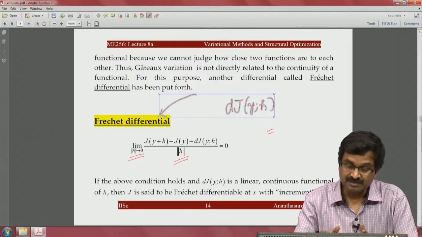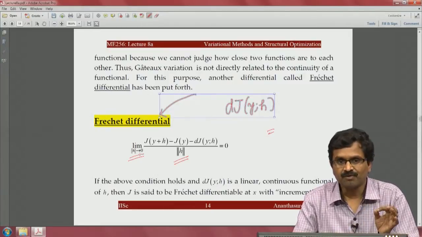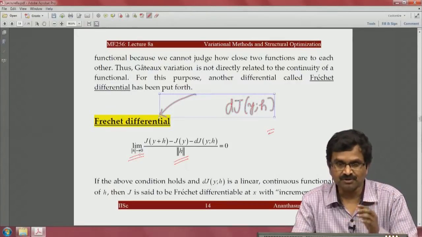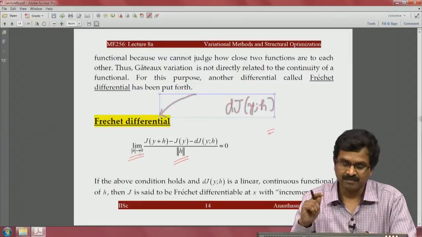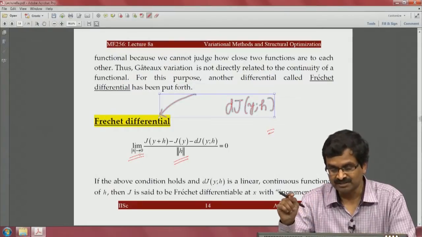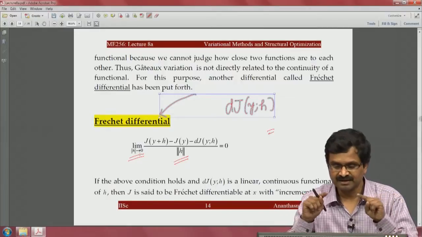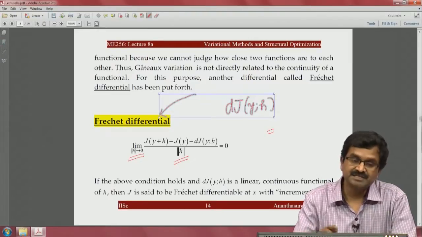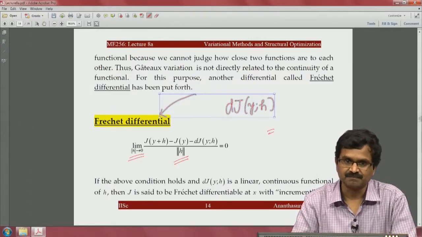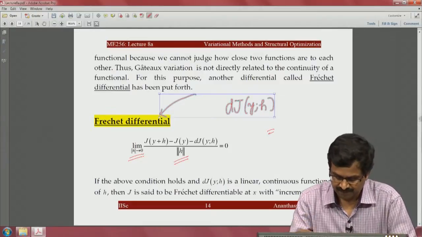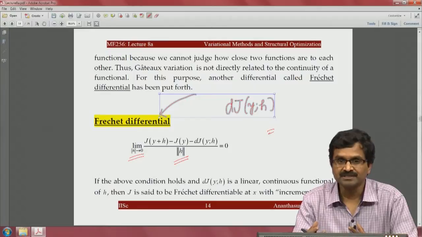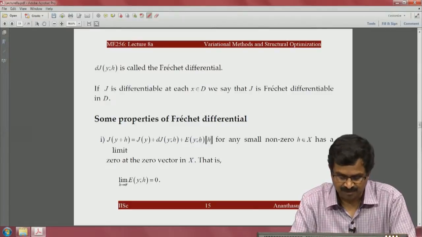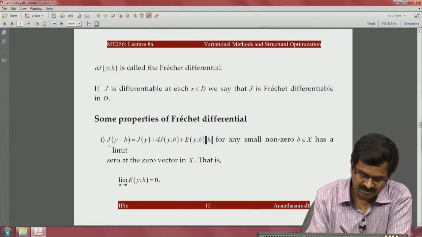If this is equal to 0, that is, the limit as the norm of h, an arbitrary function h of x, of which we had discussed the norm earlier, tends to 0, of the numerator J(y+h) minus J(y) minus dJ(y, h), the Fréchet differential, divided by the norm of h, is equal to 0, then this dJ is called the Fréchet differential. It is a little more rigorous, because we are involving the norm of h and not just taking an epsilon variation.